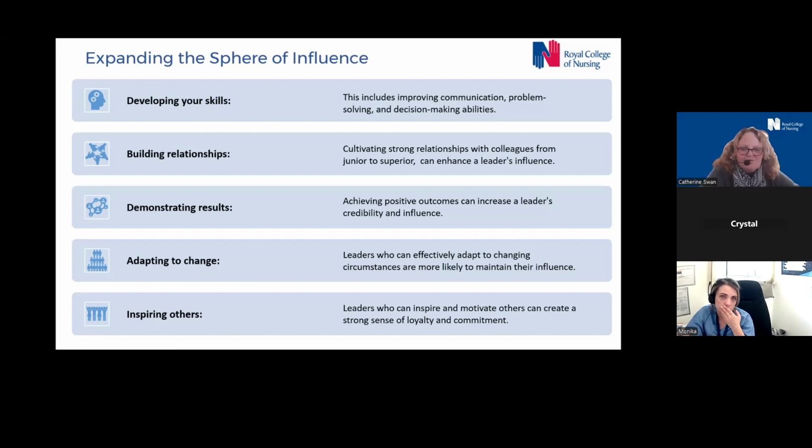Building relationships comes on the back of that. You have to cultivate strong relationships with colleagues right down from junior to senior, because they all enhance leaders' influence and will help your sphere of influence as well. And demonstrating results, and you saw when we talked about demonstrating your value, there is your results. Achieving the positive outcome is where your sphere of influence has really got to an A star, because you clearly demonstrate the results and it's worked. If the results haven't worked, it makes no difference. It means that you have demonstrated that it doesn't work as well. So it works both ways.